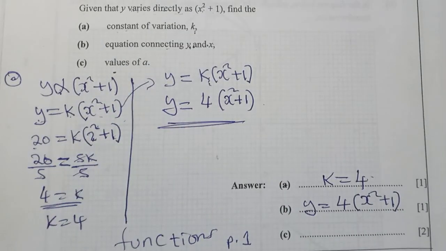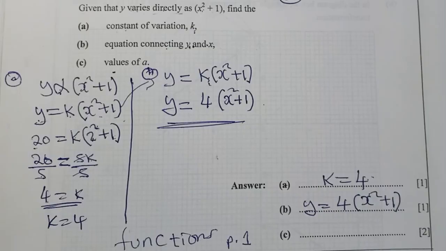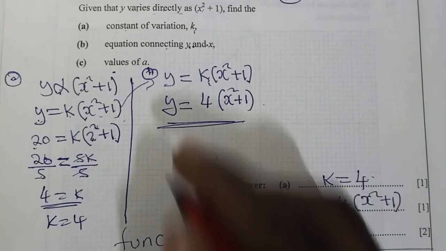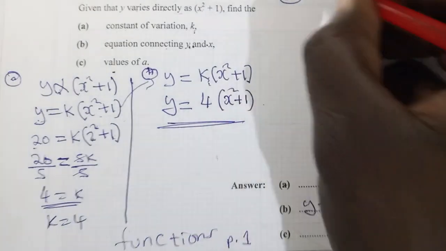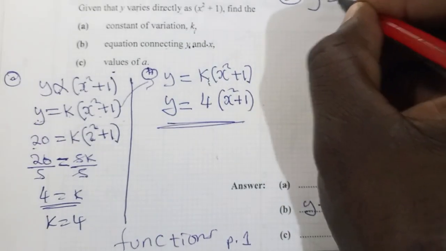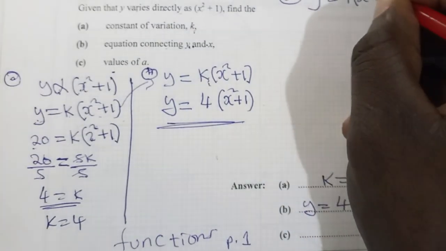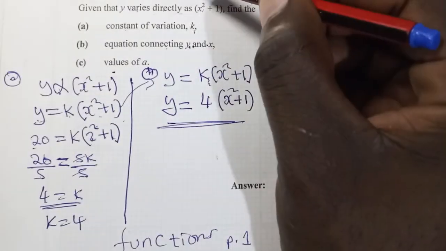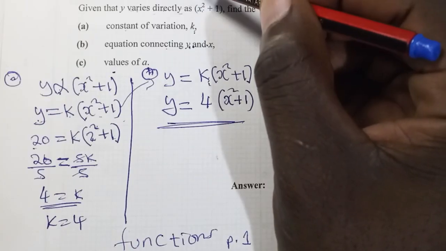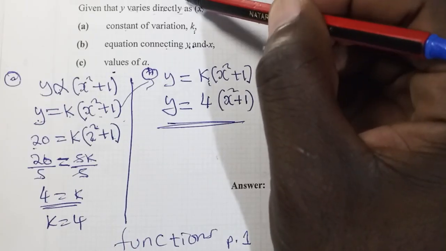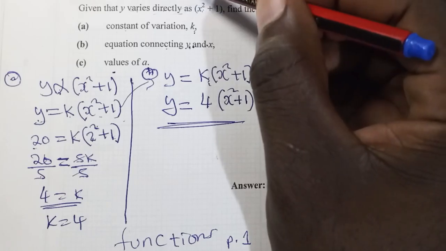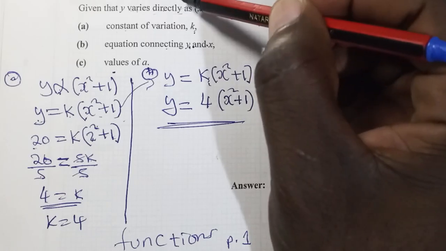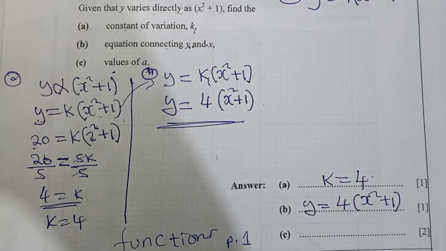Find the value of a. This is a, this is b, c. To find the value of a, we use the same equation again. So y is equal to 4 open bracket x squared plus 1. Okay. Then, as we can see, we have a and y. A is x, y is 104. So where there is x, we are going to replace a. Where there is y, you are going to replace 104. So here we plug in.